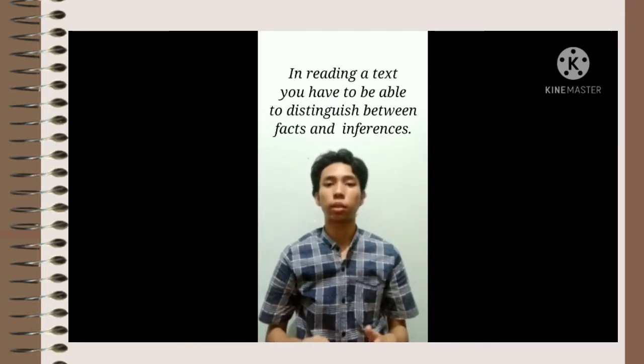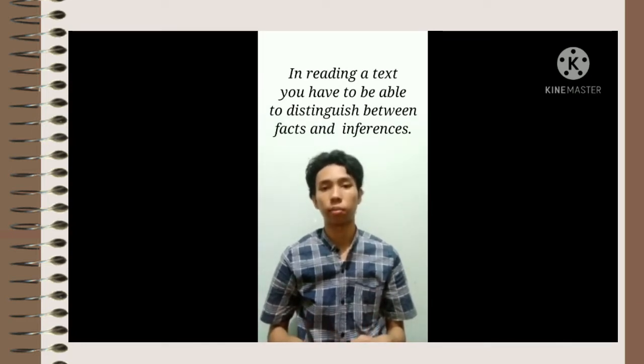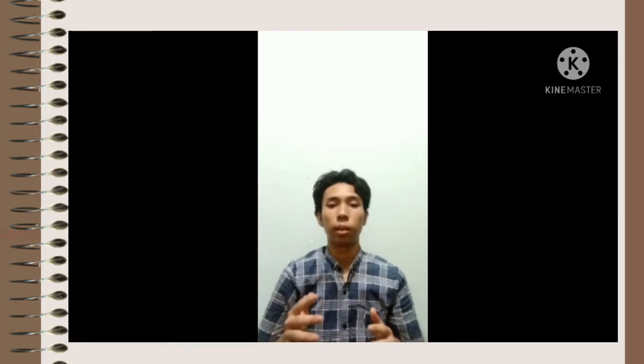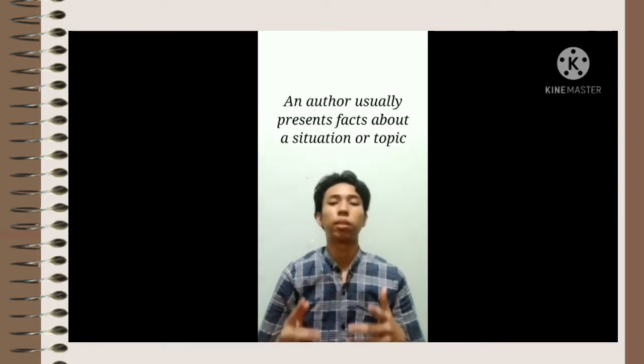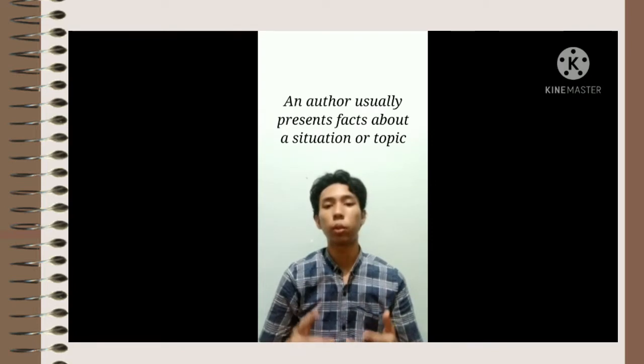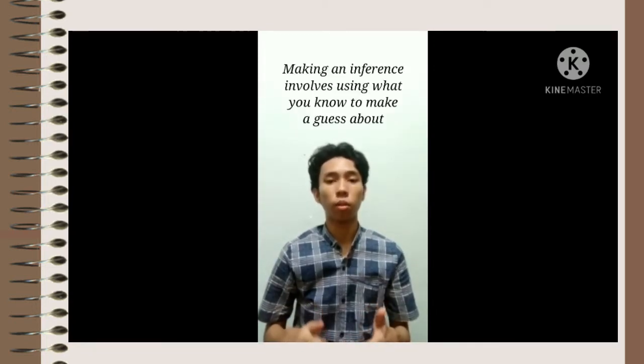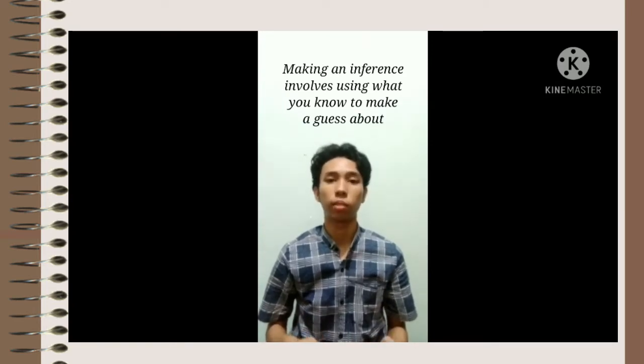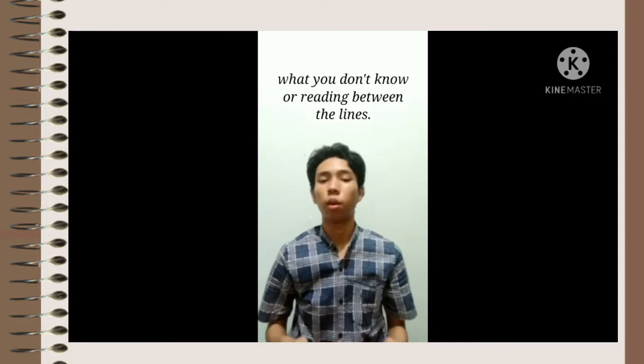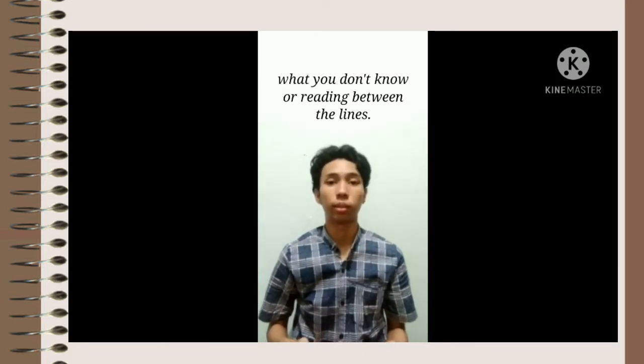In reading a text, you have to be able to distinguish between fact and inference. An author usually presents facts about a situation or topic and also makes inferences from the facts. Making an inference involves using what you know to make a guess about what you don't know, or reading between the lines.